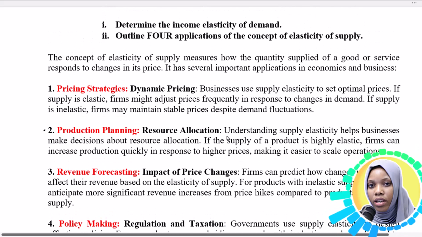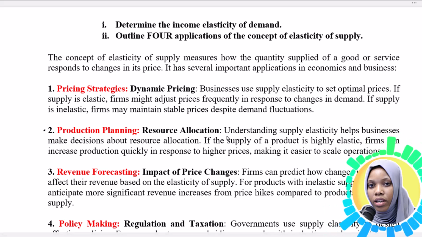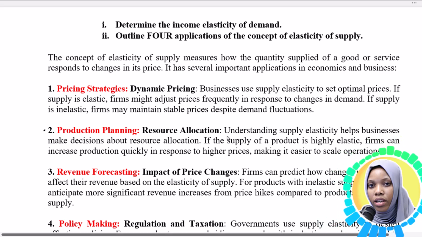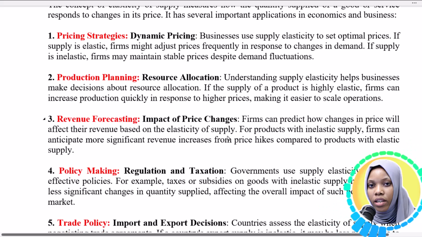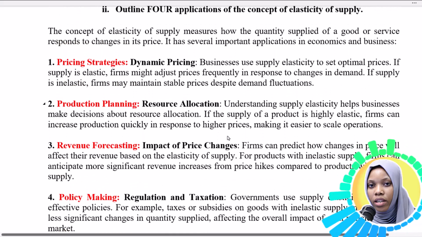And we use the elasticity of supply in pricing strategies. That is, businesses use supply elasticity to set optimal prices. If supply is elastic, firms might adjust prices frequently in response to changes in demand. If it is inelastic, then firms may maintain stable prices despite demand fluctuations. And then we use it also in production planning. Understanding supply elasticity helps businesses make decisions about resource allocation.